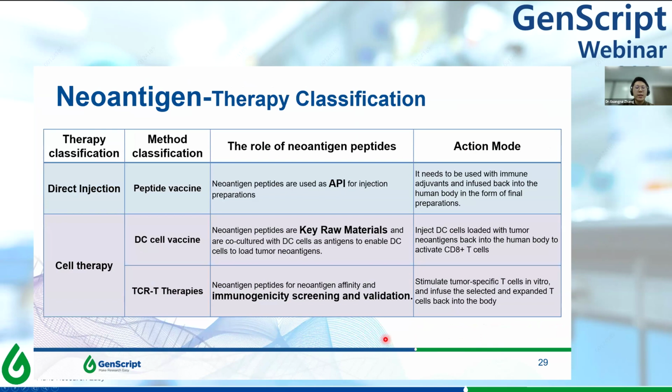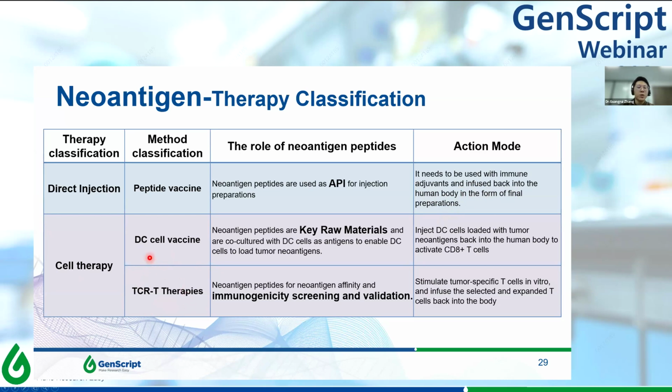So we can easily classify the neoantigen by therapy classification. We will separate them like direct injection, which we call peptide vaccine. This time, the peptide is used as the API, and it needs to be used with immune adjuvant and infused back into the human body in the form of the final preparation. And for cell therapy, they are separated into DC cell vaccine and TCR-T therapies.